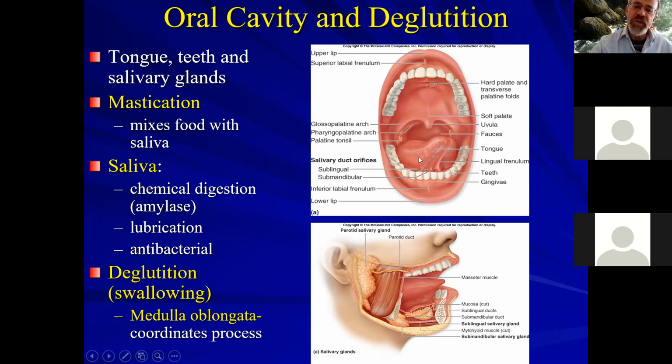So what also occurs in our mouth and beyond? Well, this is where swallowing occurs, right? So first we chew, we mix, and then we swallow. And the medulla oblongata, that nice part of the brain stem, is involved in coordinating this process.